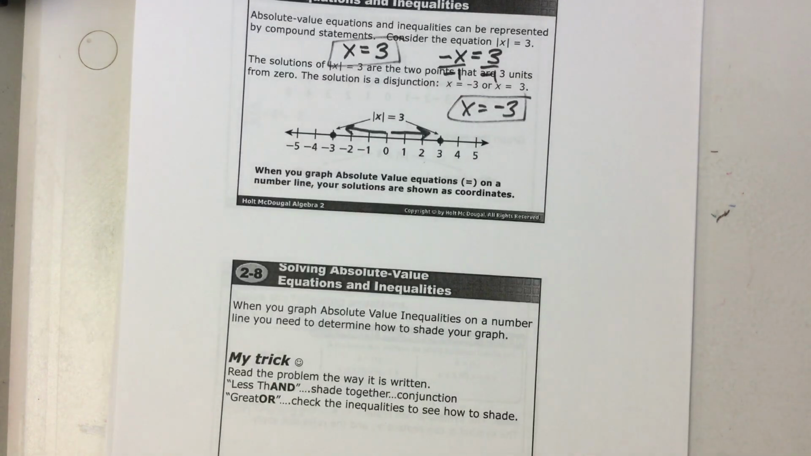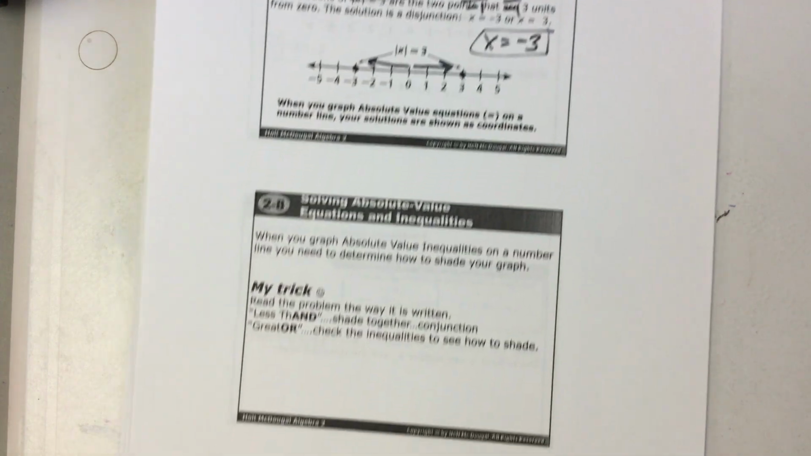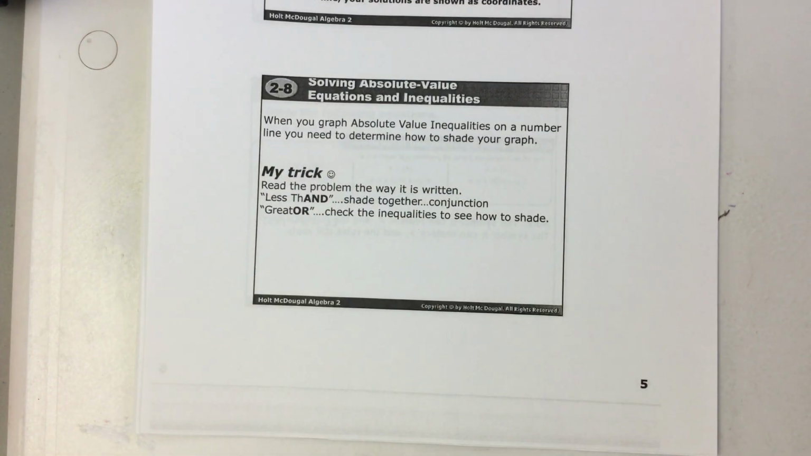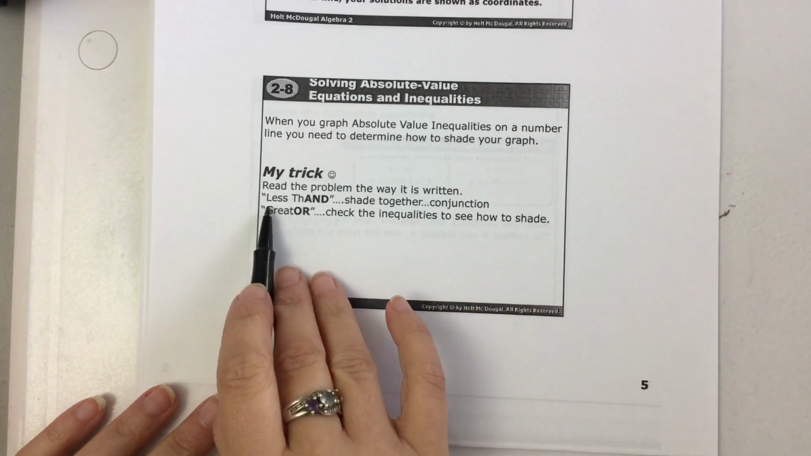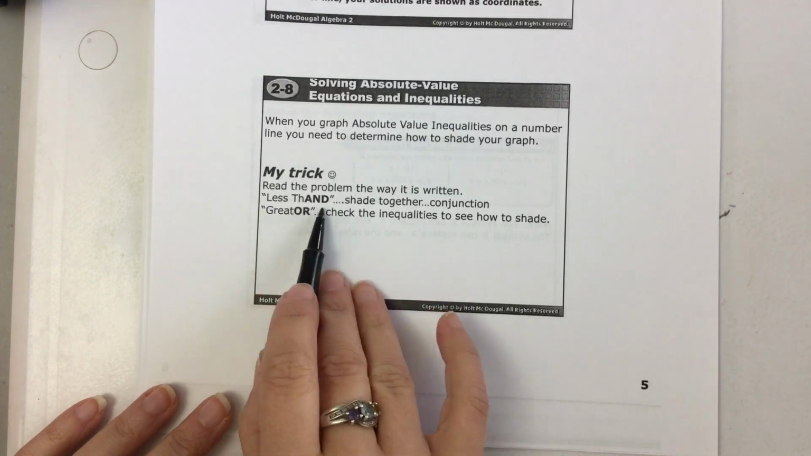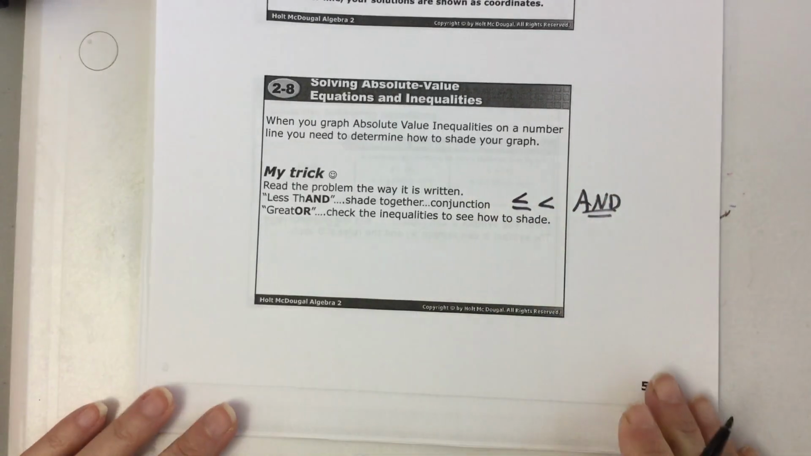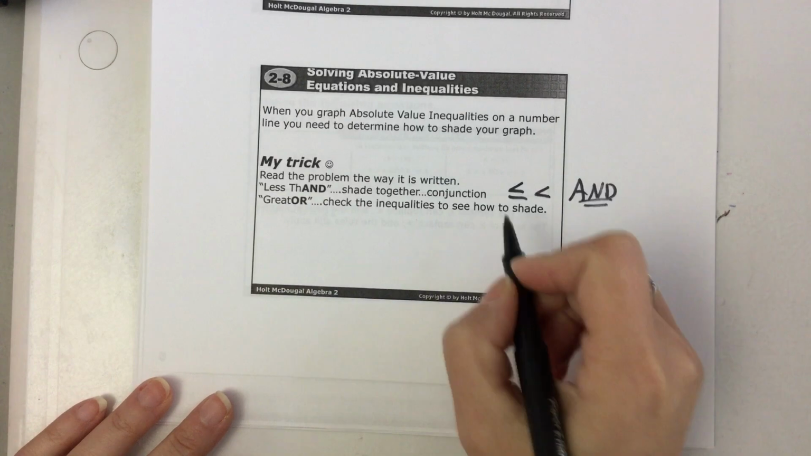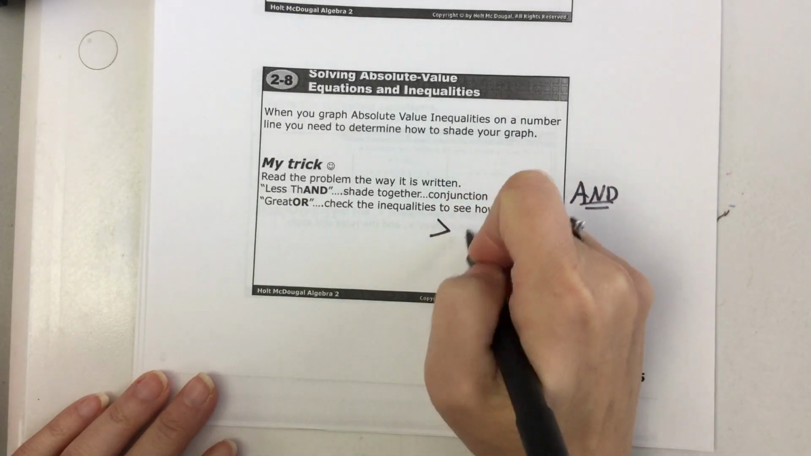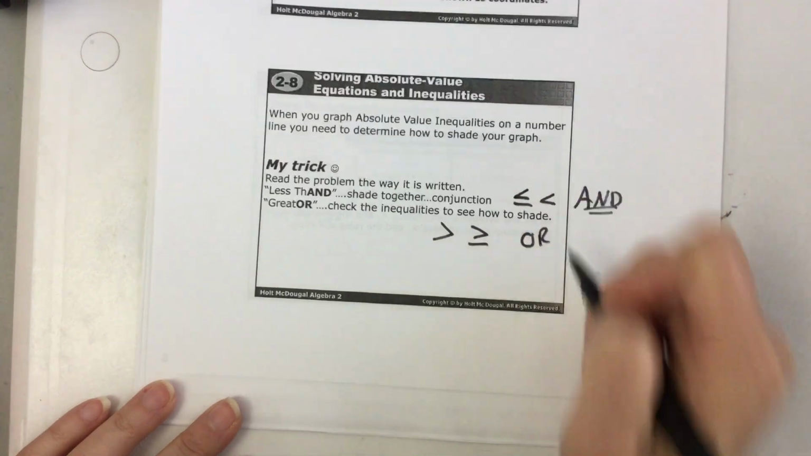Okay, so we're going to go ahead and work on this. If you have equations, when you graph, there's no shading. It is just a point. If you have absolute value inequalities, you have to figure out how you are going to shade. Are you shading together because the word is "and," or are you shading apart because the word is "or"? So here's my little trick. Read the problem the way that it is written. Less than or equal to. If it's one of these symbols, it is "and." Greater than or equal to, read it "great-or" than or equal to. That's a disjunction, so you're going to be shading apart.